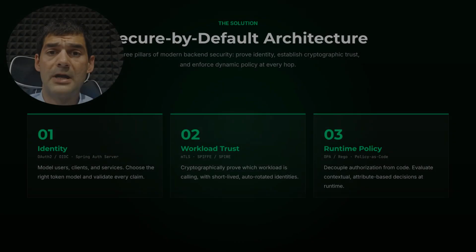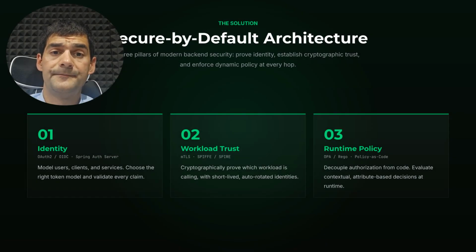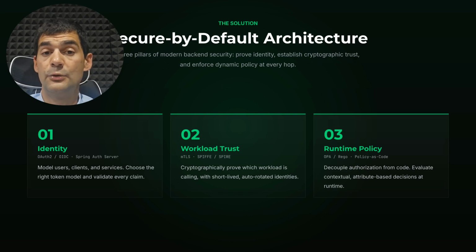So how do we fix this properly? 3 pillars. Identity, who's the user? Workload trust, who's the service actually calling your API? And runtime policy, what are they allowed to do right now in this context? Pillar 1 we solve with Spring Authorization Server using OAuth 2 and OIDC.